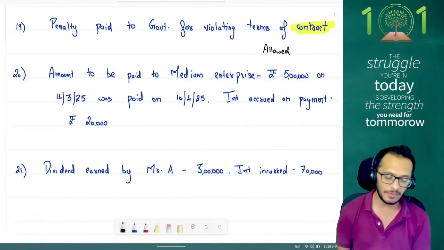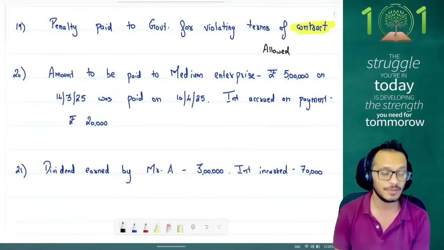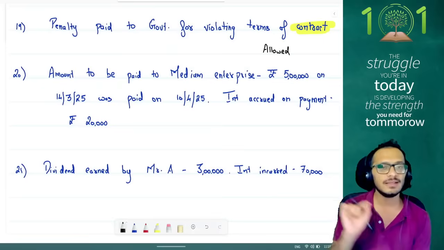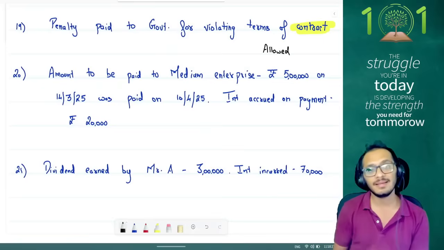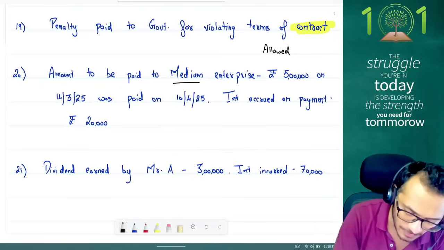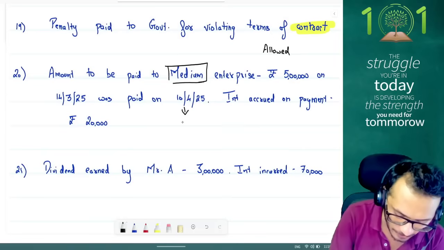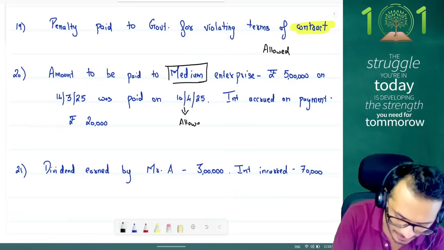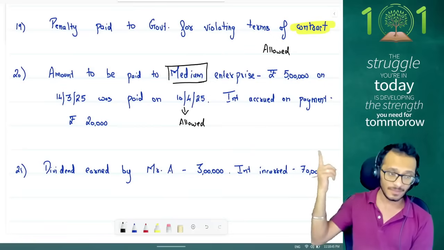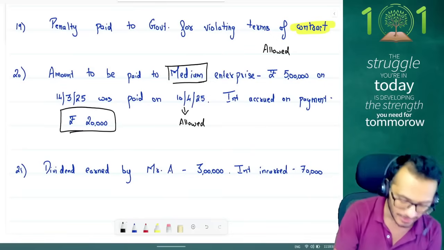Amazing. Then we have an amount to be paid to a medium enterprise, 5 lakh rupees on 14th March 25, which was paid on 10th April 25. I was supposed to pay by 14th March 25, but I made the payment on 10th April 25. Do I have a problem? No problem. People, understand the provision which was introduced was only for micro and small enterprises. Medium enterprise has not been implicated, and therefore this is allowed as deduction. Even though there is a delay, it does not matter. However, it says interest is accrued on the payment of 20,000 rupees. People, interest on MSME is fully disallowed.